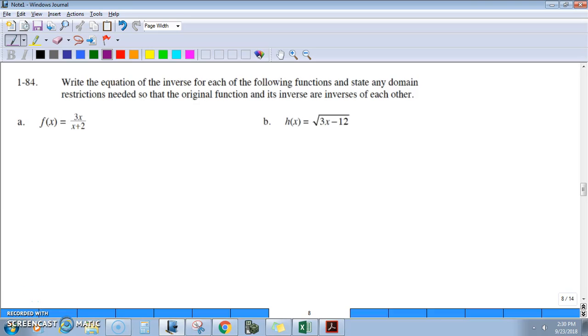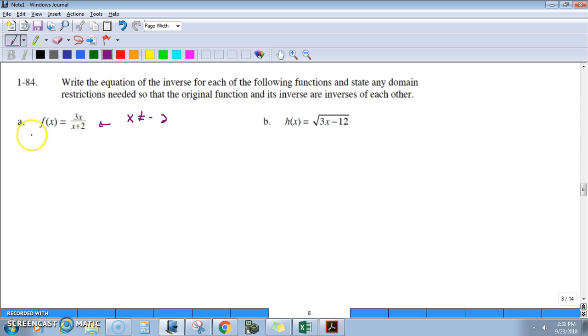All right, you guys, so let's get started. Inverse function, but let's not forget the domain of f of x. The denominator cannot be 0. So this is a function that only exists for x does not equal -2, right?